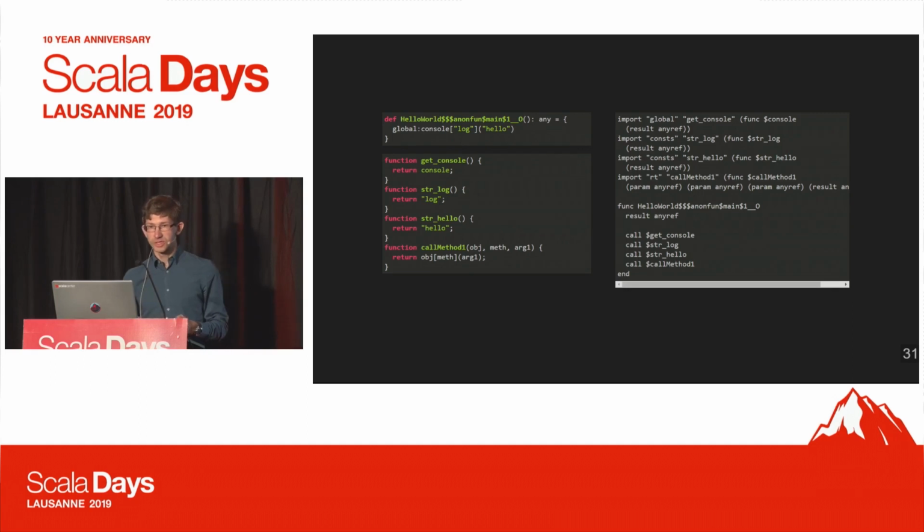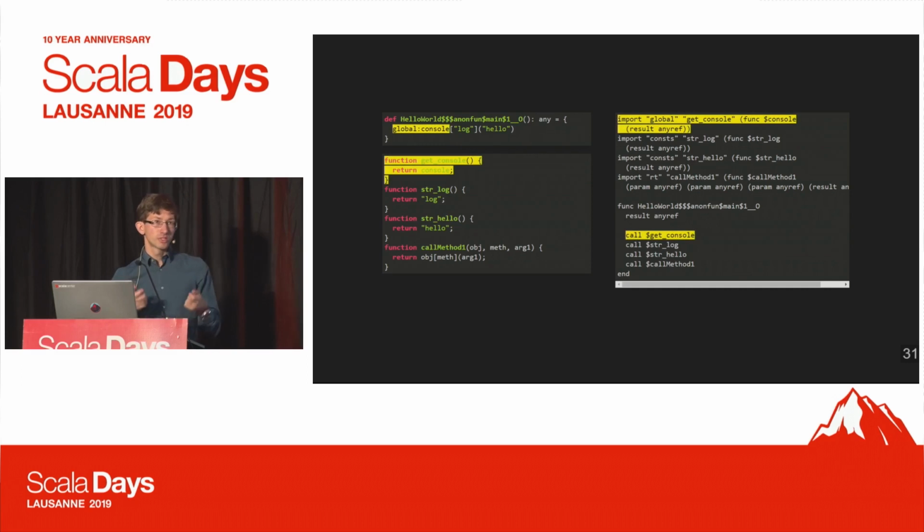So what we can do is decompose the things. The first thing we need to do is read the global variable console. For that, on the WebAssembly side, on the right, there is nothing in WebAssembly, even with reference types, that lets you access a global variable from JavaScript. The only thing you can do is import some functions from JavaScript.